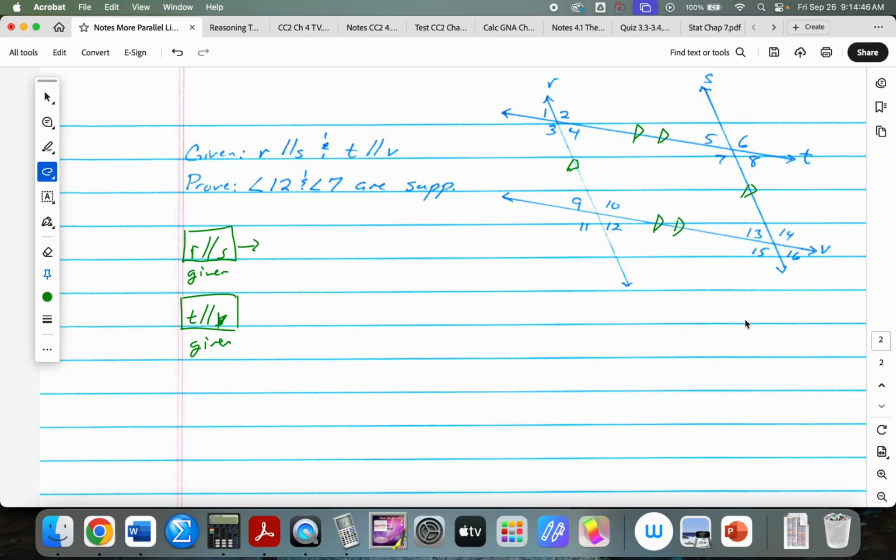What is 12 supplementary to? 15. Angle 12 and angle 15 are supplementary. How do I know that? Same side interior angles theorem. Very nice. Same side interior angles theorem.